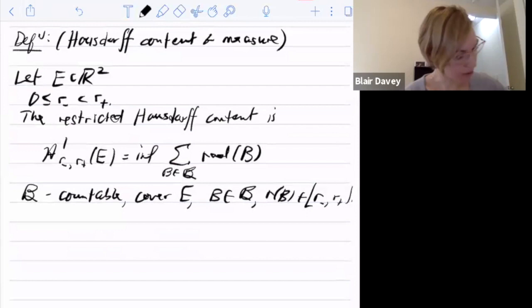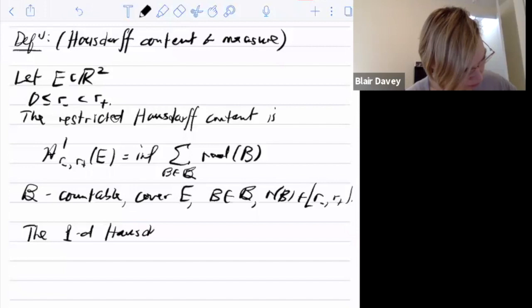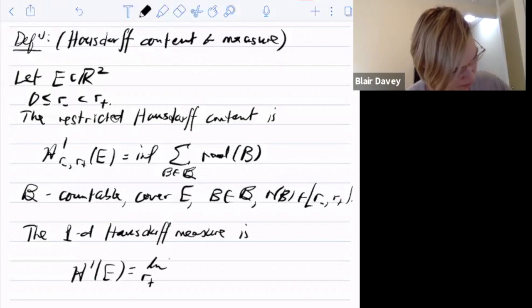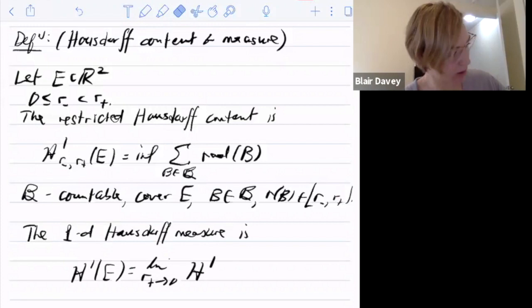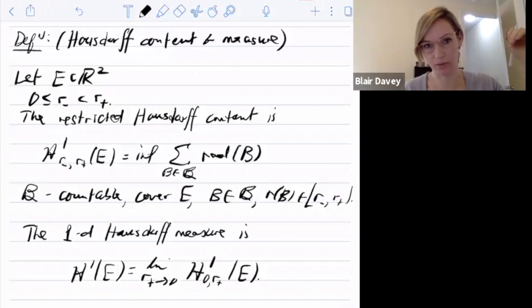And then we define the one-dimensional Hausdorff measure. The 1D Hausdorff measure is given by taking the limit as R plus goes to zero and setting R minus equal to zero. So H1 of E is the limit as R plus goes to zero of H1 of R zero, R plus of E. Okay, so this is the measure that we will be working with. We'll also work with the Lebesgue measure at times, and I'll just use absolute values to denote that measure.